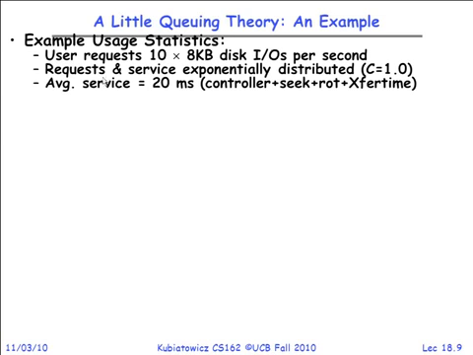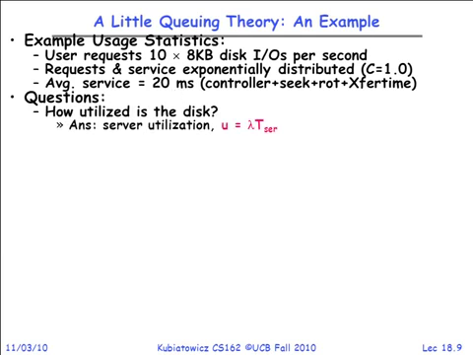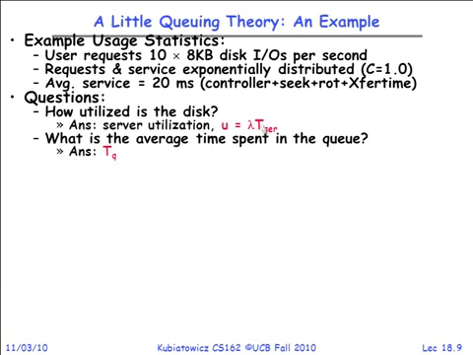Both the request in and the service out are exponential, so we're going to set C equal to 1. And the average service time is 20 milliseconds, which is going to be some combination of controller, seek, rotation, and transfer time. Okay, and so now we can ask some questions like, how utilized is the disk? Well, utilization, U, is equal to lambda times T service time. So we could compute that. We will in a second.